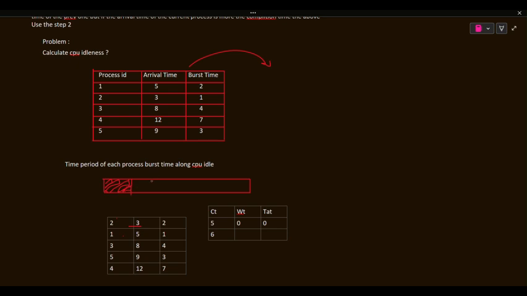and then it executed process 2 for 2 seconds. Now the time is equal to 5. It started the execution at 3. Then it executed process number 1 for 1 second, making the time t equal to 6.